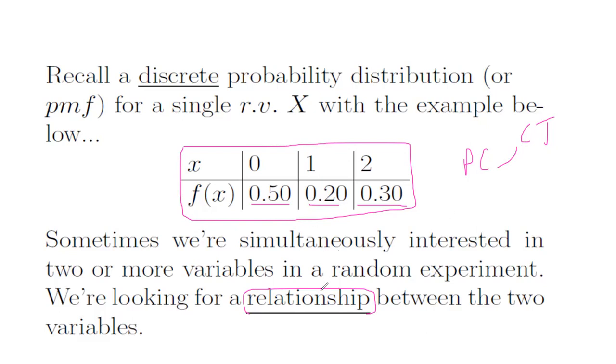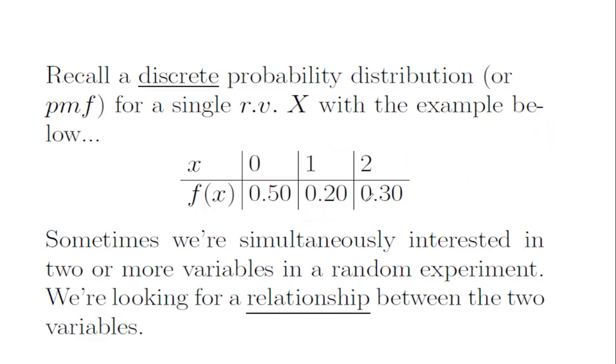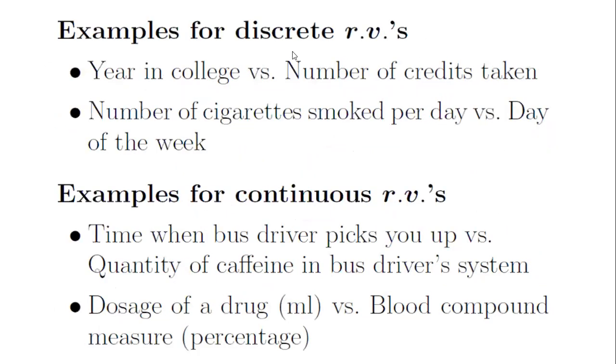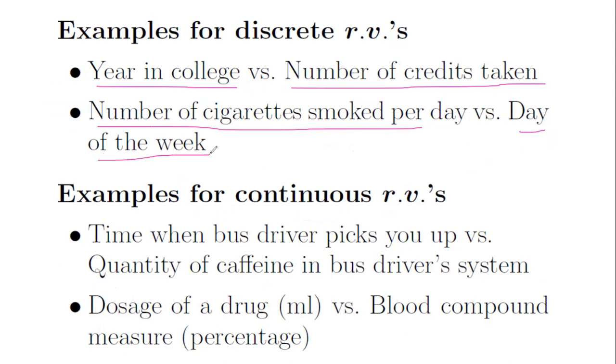So in the case when we have two or more random variables, we have to do the joint. For example, this is a very discrete case, number of years in college. This is a discrete number, obviously, versus the number of credits taken. For example, you got 130 credits or 60 credits or 70 credit hours, whatever. Number of cigarettes smoked per day versus the day of the week. So these are two random variables, and I can ask what is the probability that someone smokes 5 cigarettes a day and the day of the week is 3. You can calculate the probability for that. That will be a joint one.